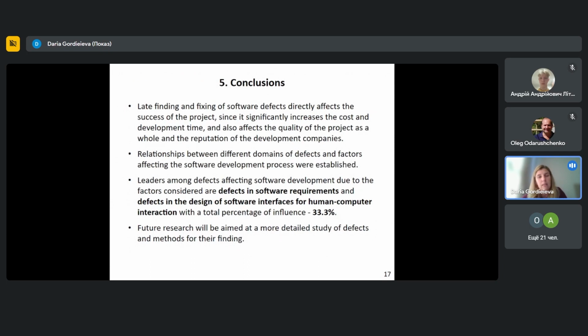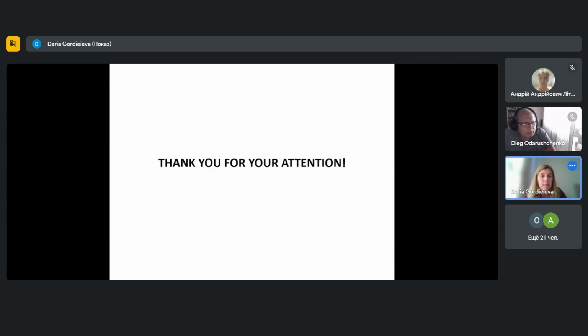To sum up, we can say that a relationship between different domains of defects and factors affecting the software development process were established. Leaders among defects affecting software development due to the factors of success or failure of a software project are defects in software requirements and defects in the design of software interfaces. It's the biggest part of defects with a total percentage of influence 33.3%. Our future research will be aimed at the more detailed study of defects and methods for their finding.